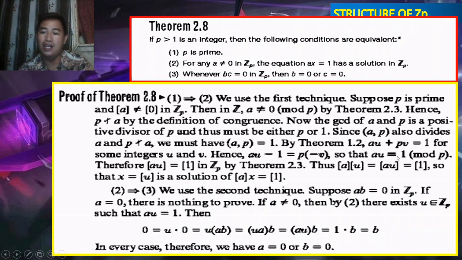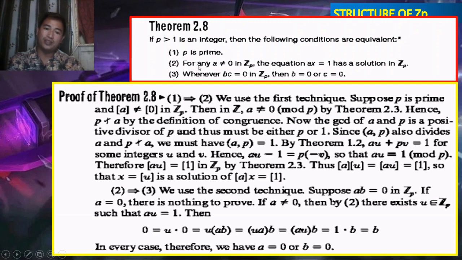By Theorem 2.3, if two numbers are congruent, their equivalence classes are equal. Thus A times U is equal to 1. So x equal to U is a solution of AX equal to 1. Okay, so we have solved part 2. Now, 2 implies 3.